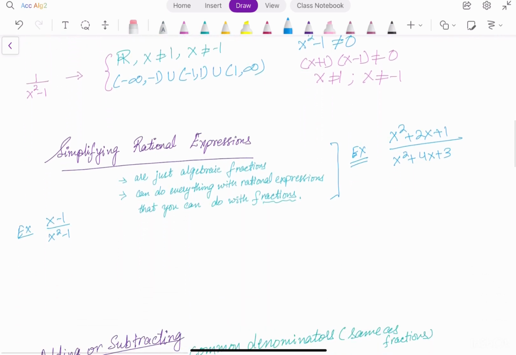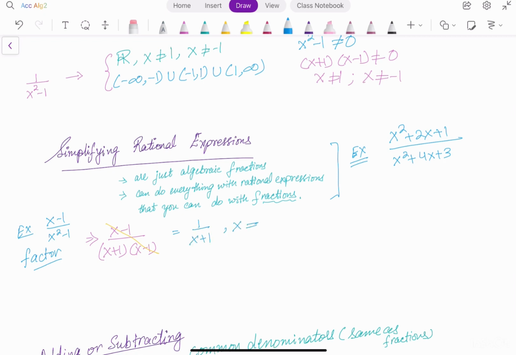Okay, now simplifying the rational expressions. When we are talking about rational expressions, as I said earlier, we are talking in terms of fractions. So the same rules for solving fractions will apply here. You can do everything with rational expressions that you can do with fractions. So for the first example, can I factor the denominator? It's the sum and difference of the same term, same binomial, so x plus 1, x minus 1. If you see the similarity, I can cross off x minus 1 from the numerator and the denominator. So the final term that is left is 1 over x plus 1.